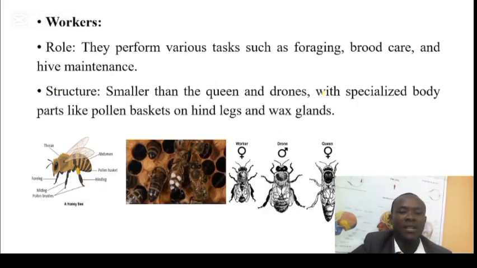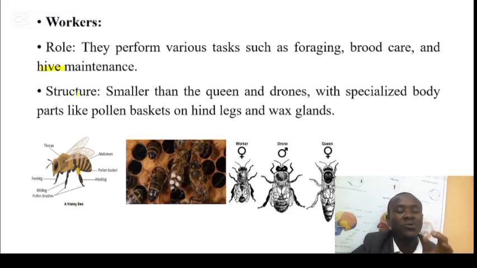And we have the workers, that they perform various tasks, such as foraging, that means they have to go and find food. Brood care, they take care of the young. And the building and maintenance of the hive is being done by them. So for them, they are just there for working.